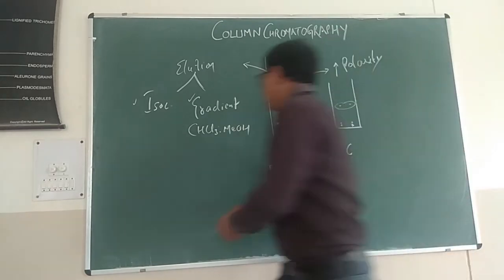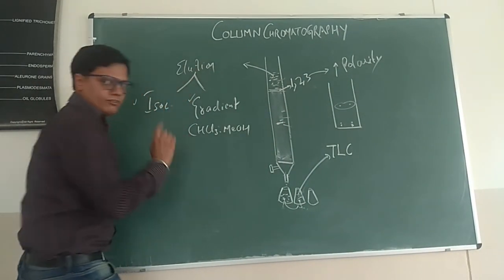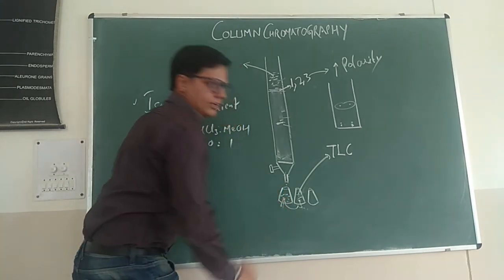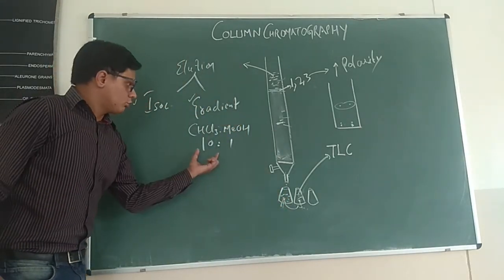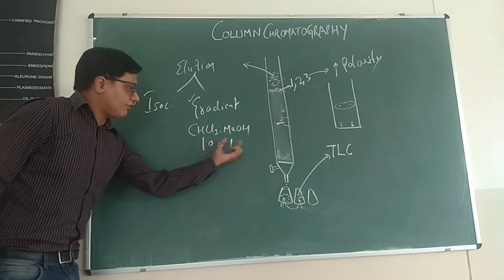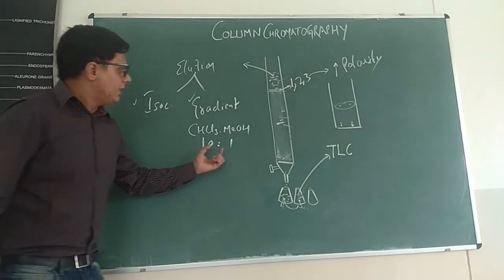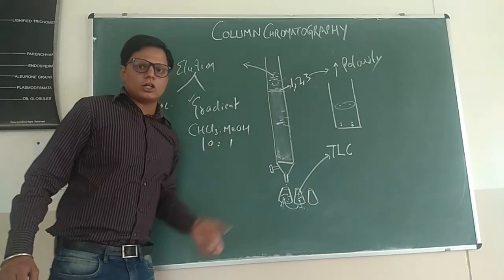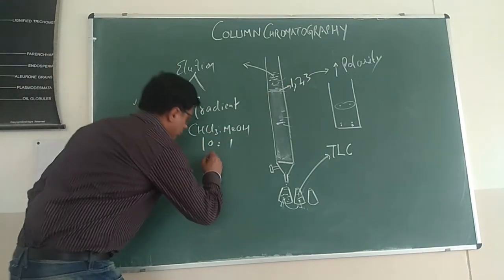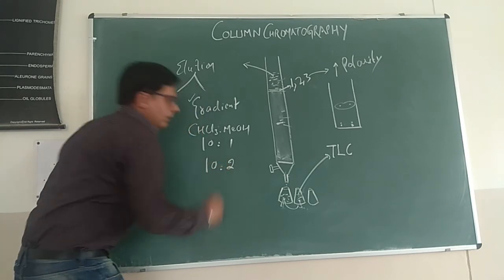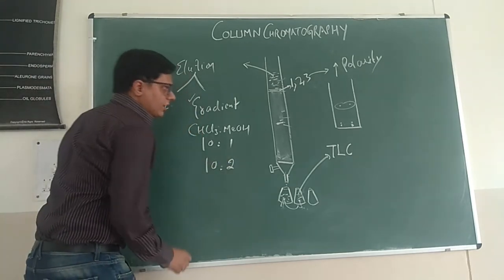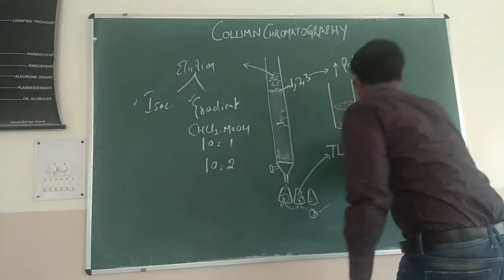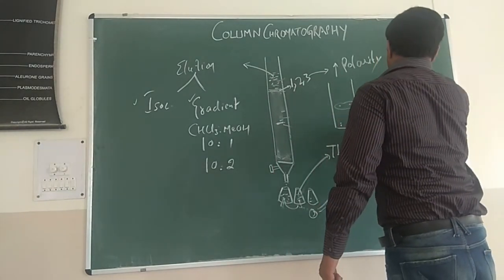So what will we do? We increase the polarity. Suppose in the first case we used 10:1 as the mobile phase. For 1 and 2, you use mobile phase of 10 ml chloroform and 1 ml methanol. And for the separation of this third compound, we have to increase the polarity, for example, chloroform 10 with methanol 2 ml. When you increase this polarity, this third compound will come. And we have to again perform the TLC.